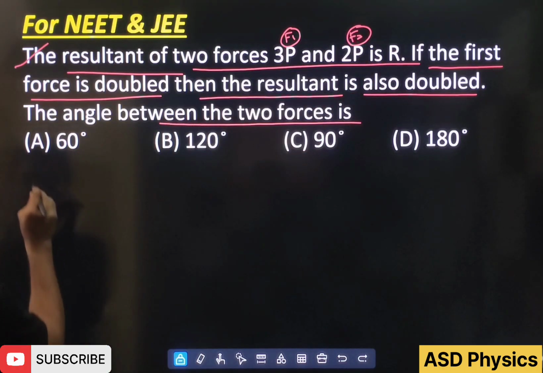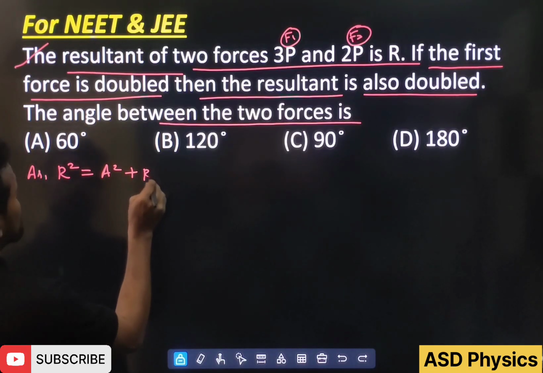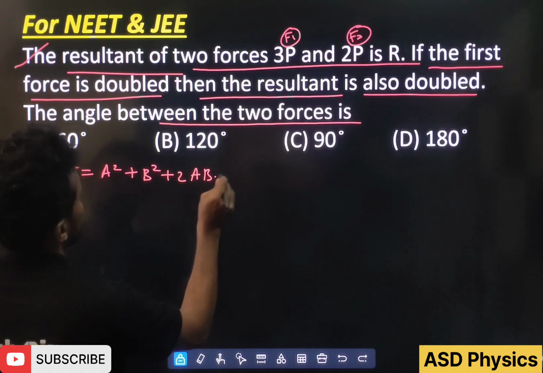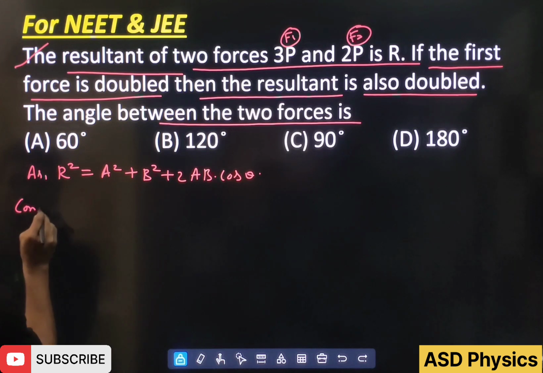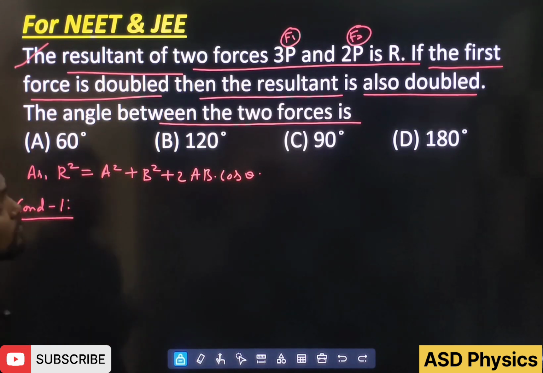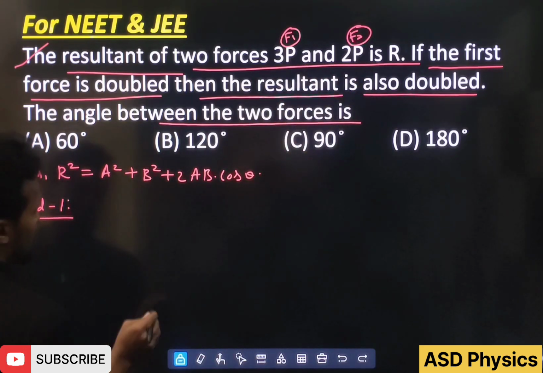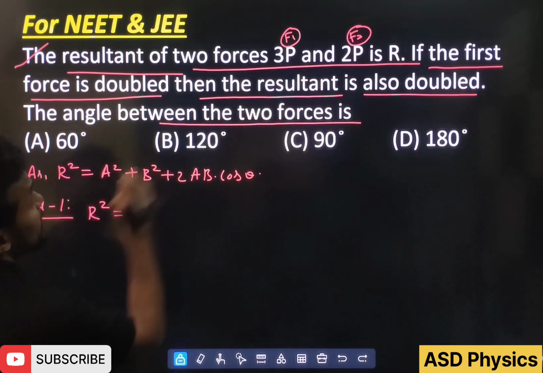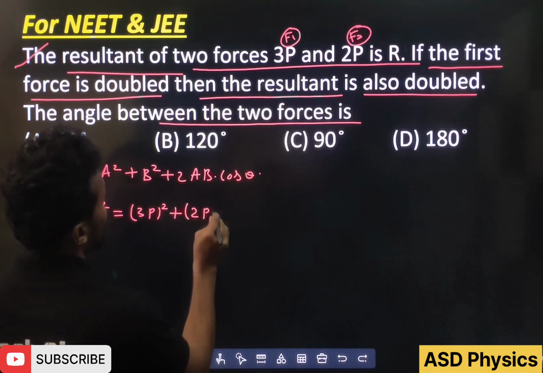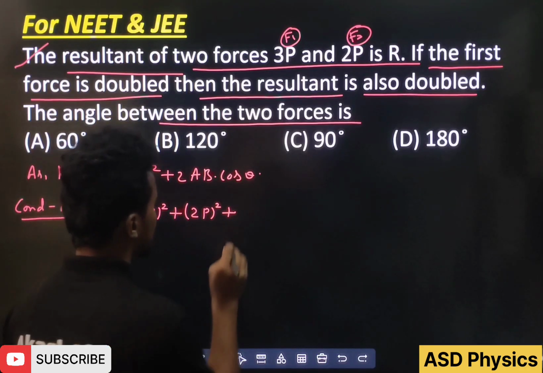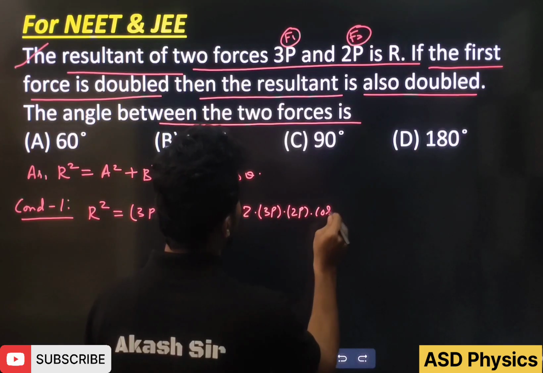The formula you know very well. First I will write the formula here so that we do not mix up. R square equals A square plus B square plus 2AB cos theta, the basic formula. Now according to condition 1, the forces are 3P and 2P and the resultant is R. So I can write R square equals 3P square plus 2P square plus 2 into 3P into 2P into cos theta.